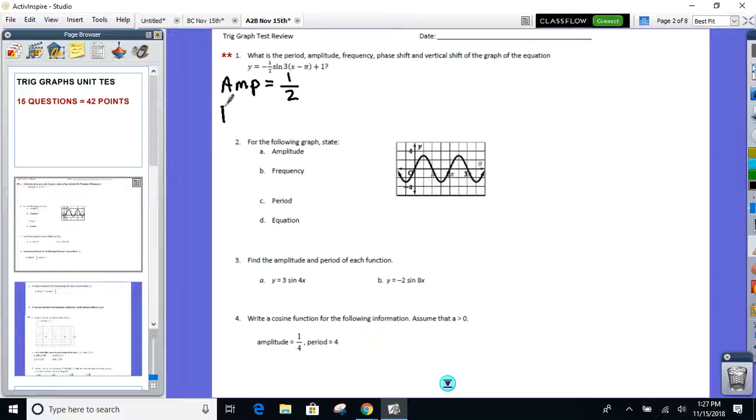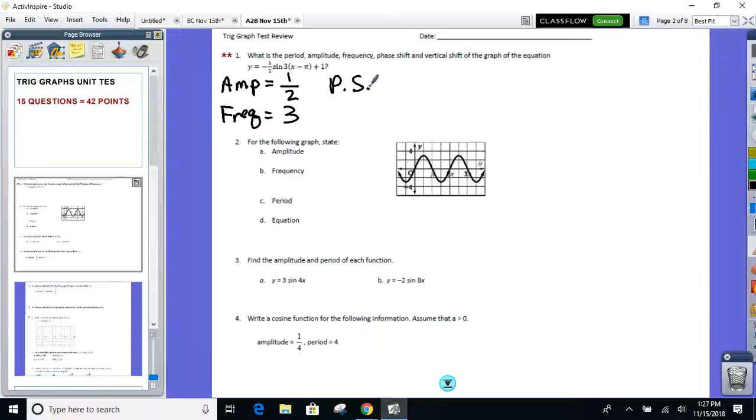Frequency. Here you go. Frequency. Again, the frequency is the B value. I know that, but it's also the number in between the sine or cosine and the variable. That number here, 3. Frequency is 3. Phase shift. Phase shift is where it's going left or right. The horizontal shift, which you would go inside the parentheses for.